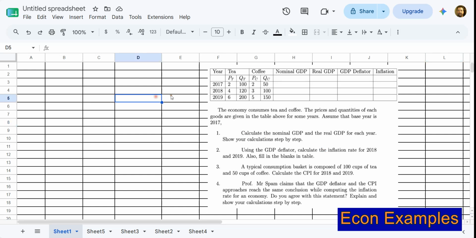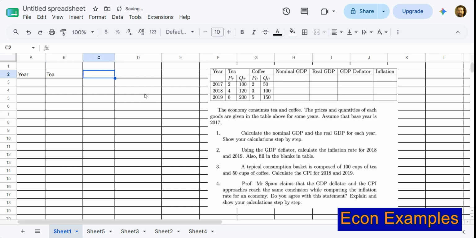In this video, we are going to calculate nominal GDP, real GDP, GDP deflator, and inflation, and then the CPI. And we're going to do this all with Google Sheets. Okay, so we want to set up a little spreadsheet to look like our problem here.